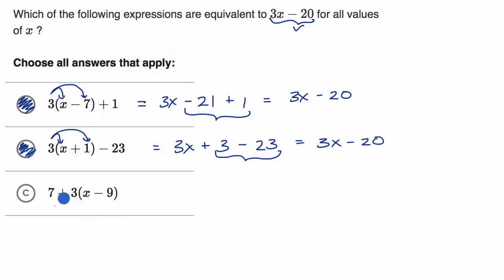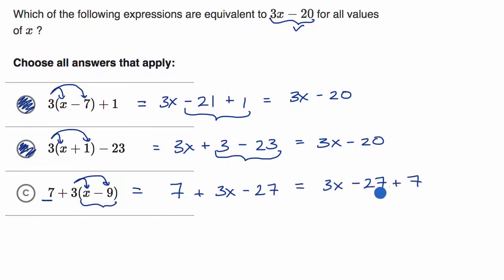Now let's try this one. So here we have 7, and then we have 3 times this expression, so we can distribute the 3 here. So this is going to be equal to 7 plus, and then 3 times x, I'm just distributing the 3 now, minus 3 times 9. So minus 3 times 9 is 27. And so let's see, I can rearrange these. So I could rewrite it as this is the same thing as 3x minus 27 plus 7. Now what's negative 27 plus 7? Well, that once again is going to be negative 20. So this whole thing is going to be equal to 3x minus 20. So actually all of these answers apply.